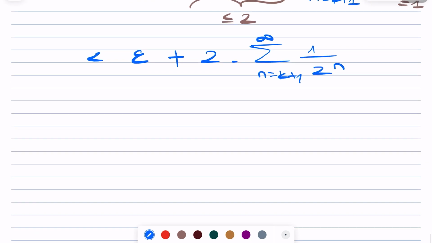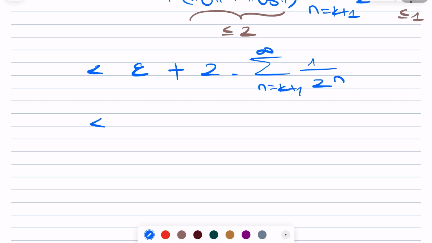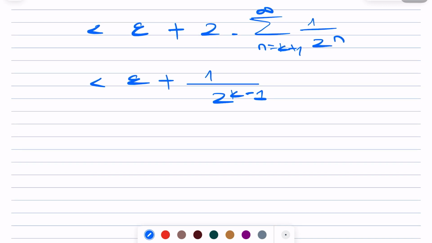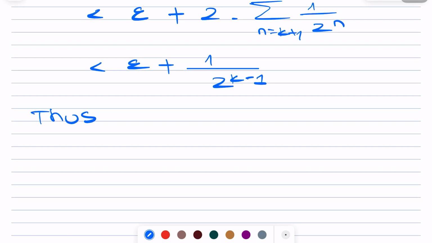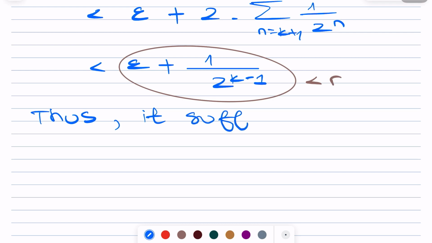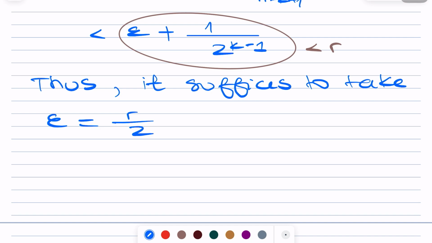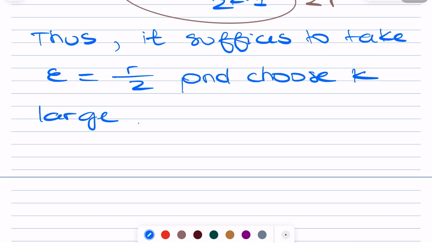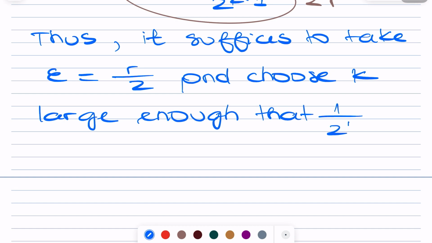But we can even compute that summation. So this is actually slightly less than epsilon plus 1 over 2 to the power k minus 1. But we want this bound to be strictly less than r. So we want this to be strictly less than r. Thus, it suffices to take epsilon to be say r over 2, right? And choose k large enough that 1 over 2 to the power k minus 1 is strictly less than r over 2.